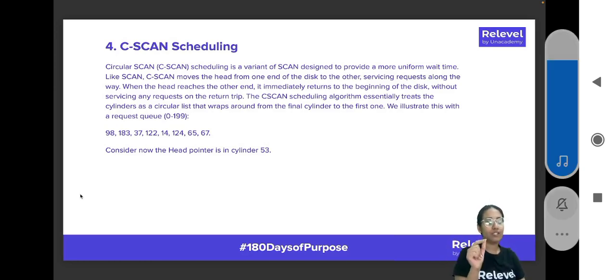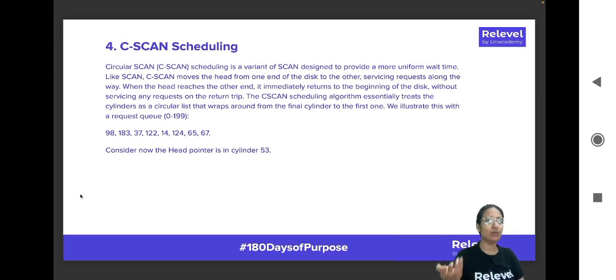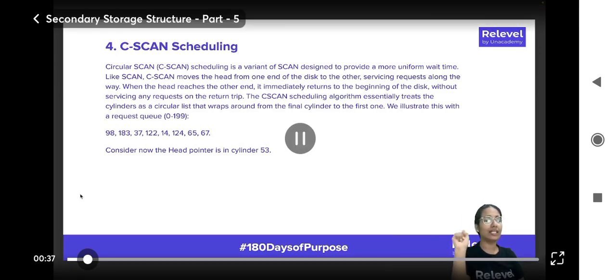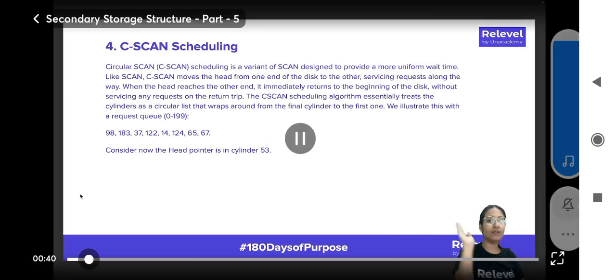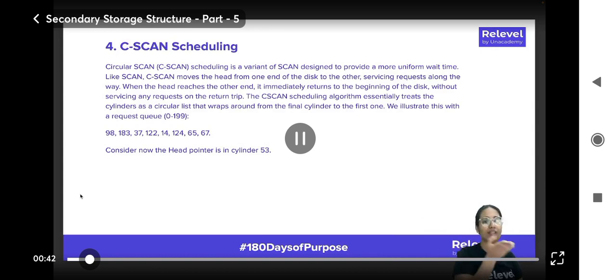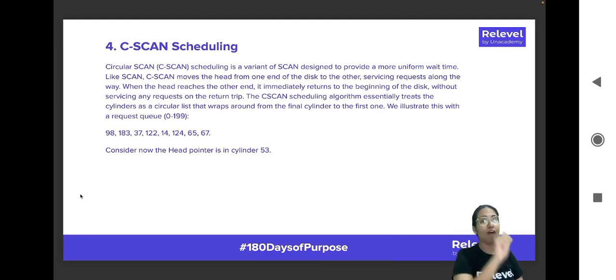So what used to happen in the scan scheduling was that you used to pick a direction, and you used to move in that direction till the very end. And then after reaching the very end, you used to move in the other direction and process the requests in that direction. But the problem with that kind of approach is that the request which is just after where your current head is would be easier to get processed, and the request which is just before the head will take a lot of time to process.